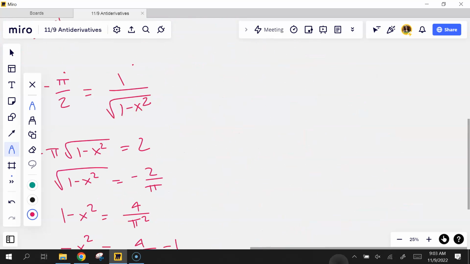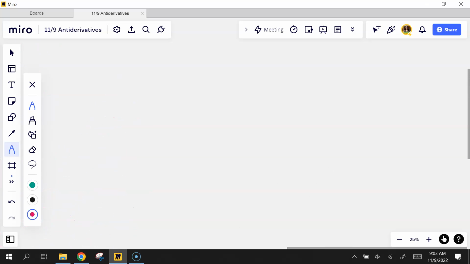23. This was a fun one. F of x equals x times the square root of 4 minus x. Local extrema, and where am I increasing and where am I decreasing?